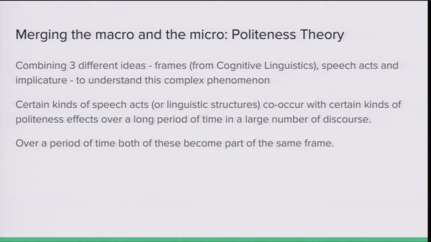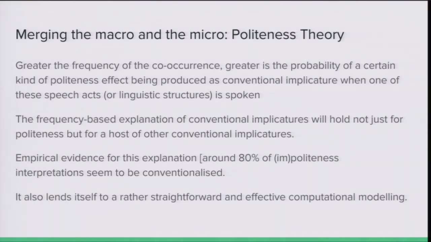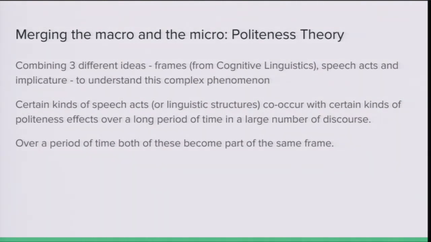The other is, of course, speech acts and implicature. You put these three together, and the statement goes something like this. There are certain kinds of speech acts that co-occur with certain kinds of politeness effects over a long period of time in a large number of discourses. Over that time, both of these become part of the same frame. So whenever those structures are there, since the politeness effect is part of the same frame, the other one is also retrieved. This whole process is called conventionalization, and that's pretty much a cognitive linguistic explanation of implicatures.